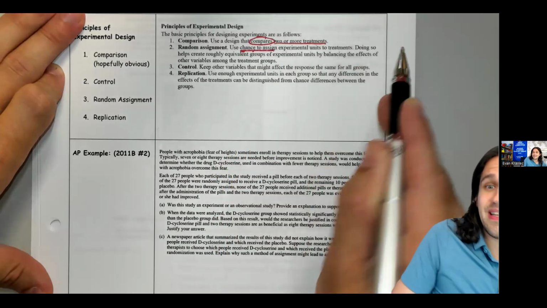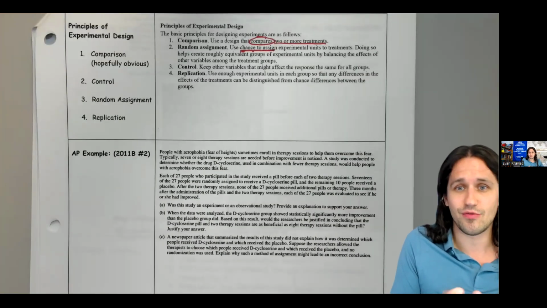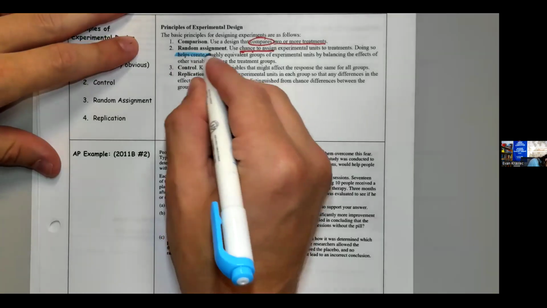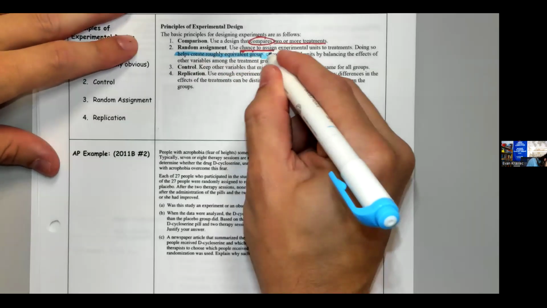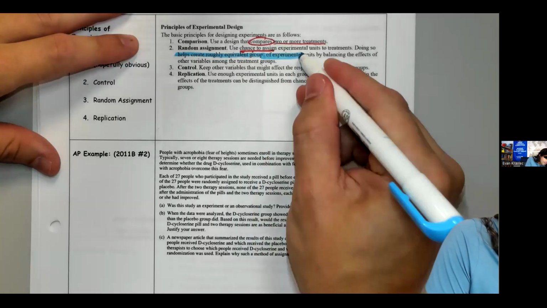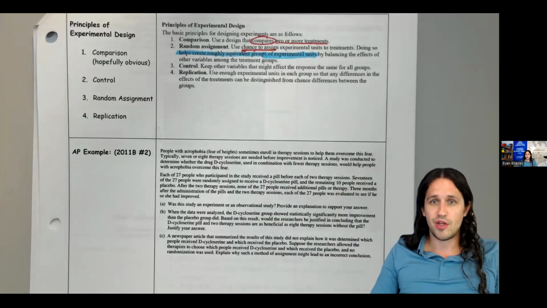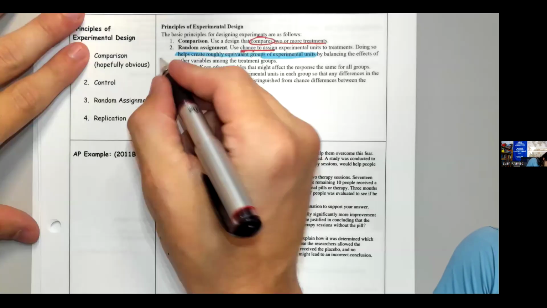Doing so, here's some important words. Some words you need to highlight, write down, circle, put a star by. Helps create roughly equivalent treatment groups of experimental units. How does it do that? It balances all the other things that we don't know about. So what's the idea here? This point 2 is really important.